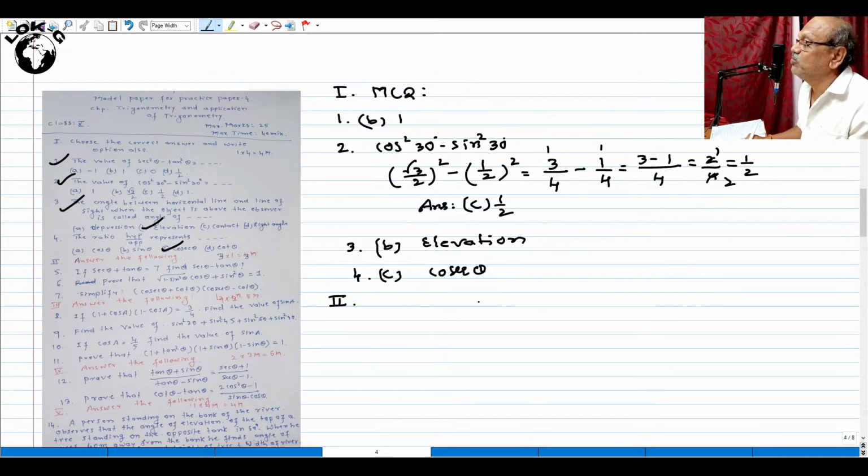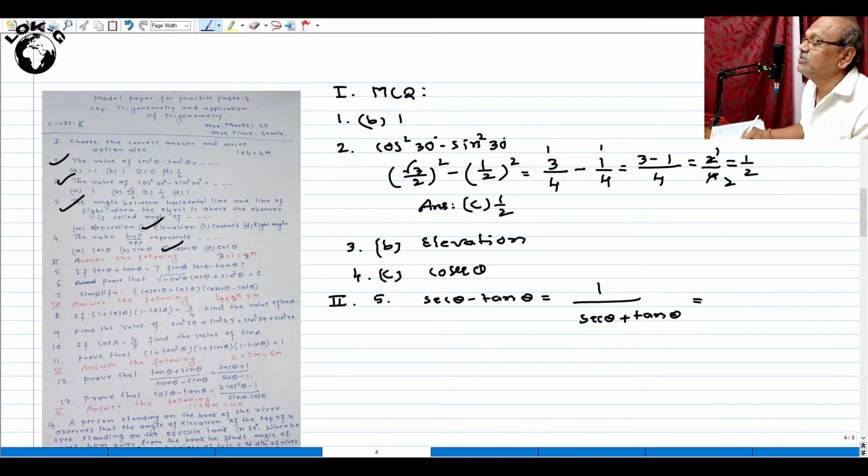Each question carries 1 mark. I have asked a simple question. If sec theta plus tan theta is equal to 7, you are asked to get sec theta minus tan theta. Just now, we studied a formula. Sec theta minus tan theta is the reciprocal of what? Sec theta plus tan theta. Recall that formula. You are given sec theta plus tan theta as 7. Then sec theta minus tan theta will be 1 by 7.